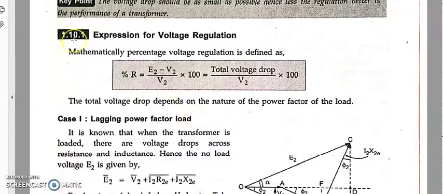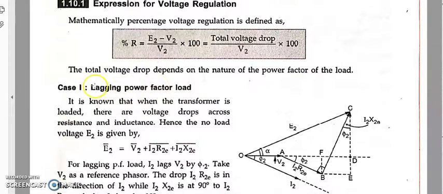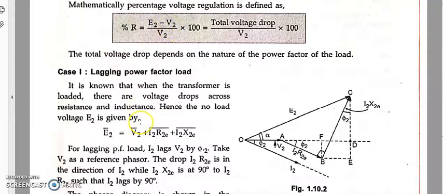Now remember, the expression for voltage regulation is available for both primary as well as secondary. We have different formulas. Remember that we have a voltage regulation formula for both primary as well as secondary. Now coming to the first case: let us say we have connected an inductive load, that is, lagging power factor. This is the first case. We are going to derive the expression for voltage regulation.